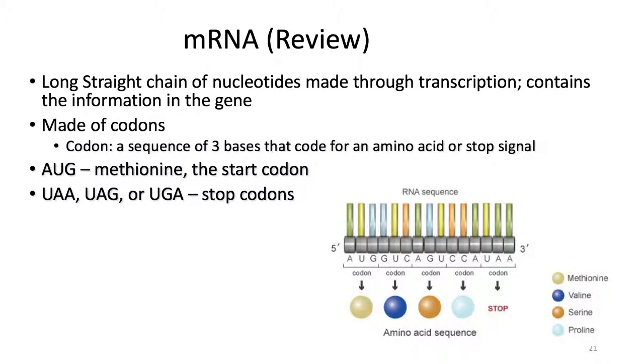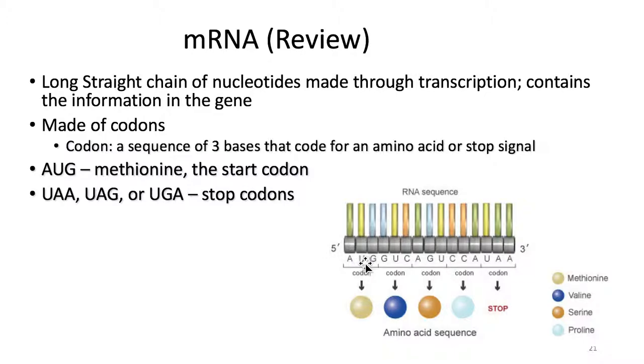The second type of RNA we talked about was mRNA, or messenger RNA. Messenger RNA is a straight line chain of nucleotides, and it's made through transcription. It's got the actual message that's inside of the gene. And remember, the mRNA is made up of codons. Codons are a sequence of 3 bases, so 3 letters, right? You want to think of each 3 letters as a word that means something, except we don't call it a word, we call it a codon. And what it means is it's the information that is going to code for an amino acid.